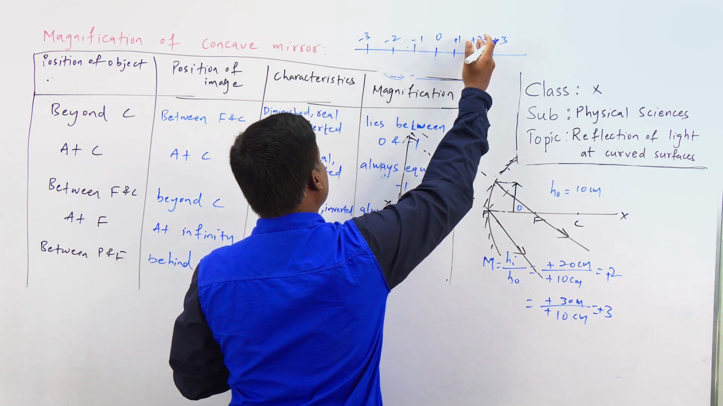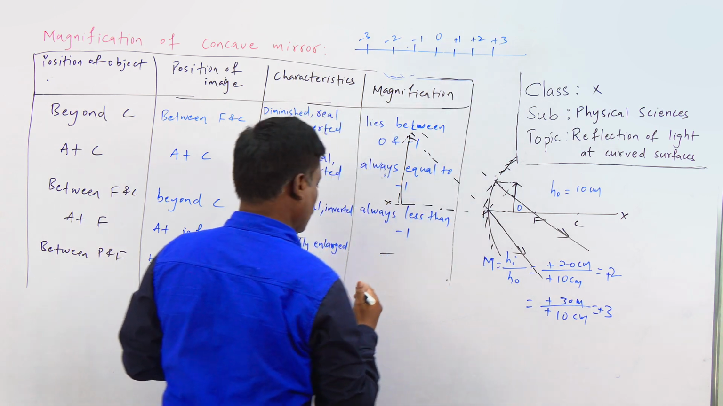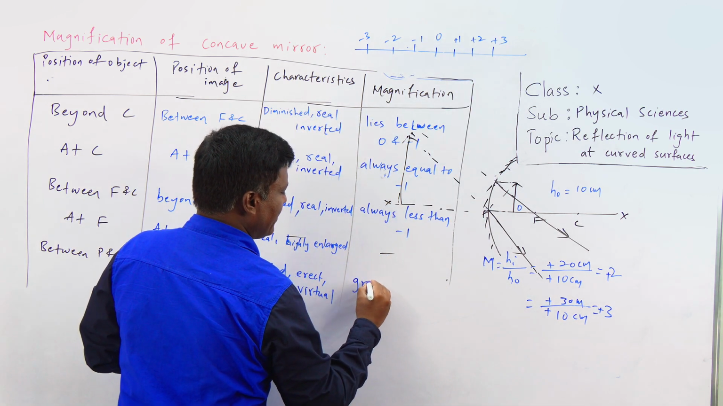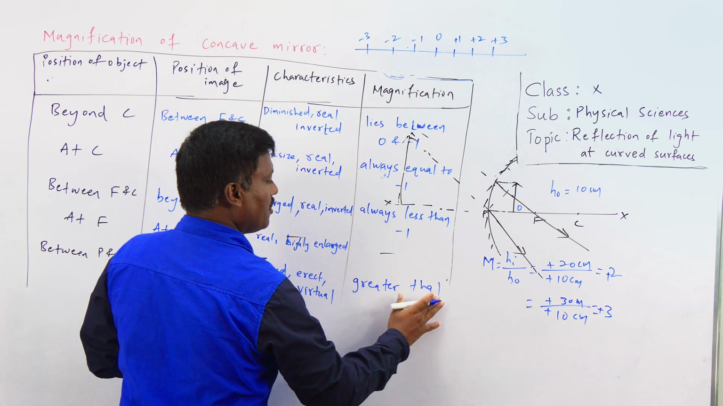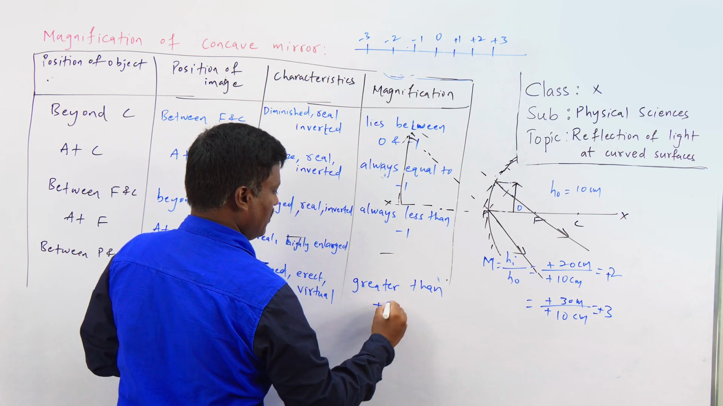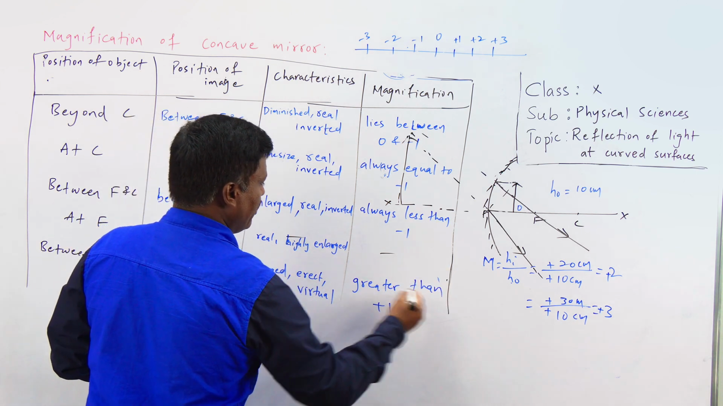So the magnification values are plus 2, plus 3, plus 4. All these are greater than plus 1. So always greater than plus 1, not equal to plus 1, but greater than plus 1. So any value greater than plus 1 is possible.